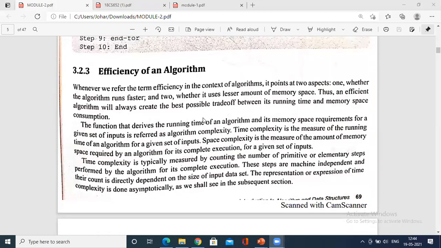And how do you measure the efficiency of an algorithm? Today's topic is measuring the efficiency of an algorithm. We measure the efficiency of an algorithm based on the time complexity and the space complexity, right? The time of an algorithm is called time complexity. And what is time complexity? It is measured by counting the number of primitive and elementary steps. So these are taken into consideration while measuring the efficiency of an algorithm.